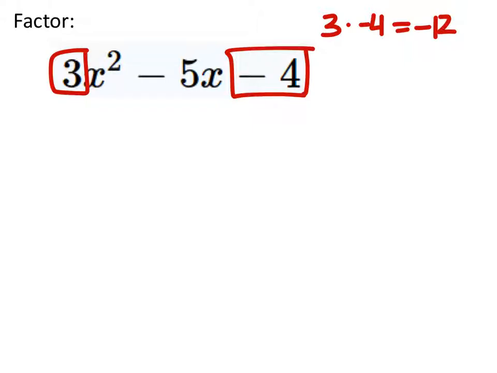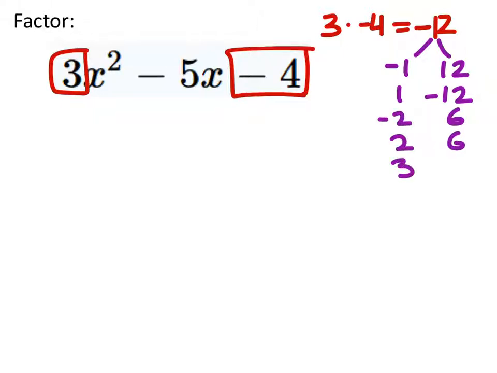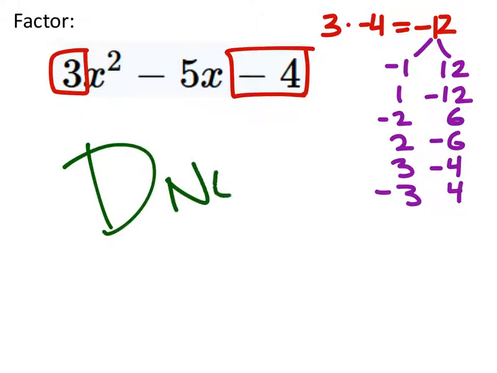Which makes things a little interesting, I think. And I need the 2 factors of this to add up to negative 5, right? So, what are my factors? I got negative 1 and 12, 1 and negative 12. I got negative 2 and 6, 2 and negative 6. 3 and negative 4, and negative 3 and 4. That's it. That's all of them. So, do any of these 6 add up to negative 5? Nope, they don't. So this one cannot be factored.